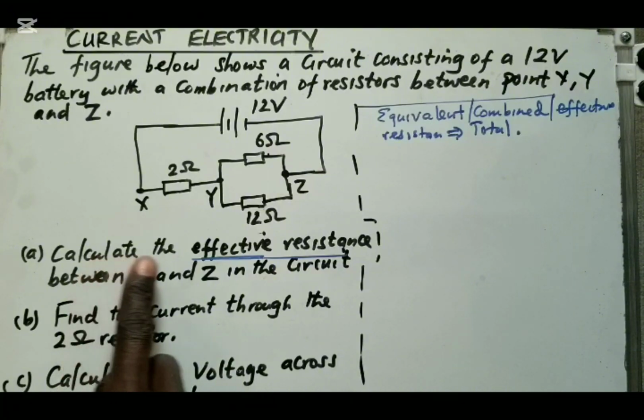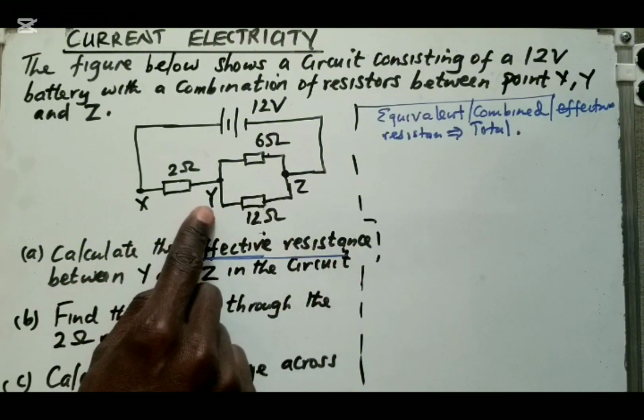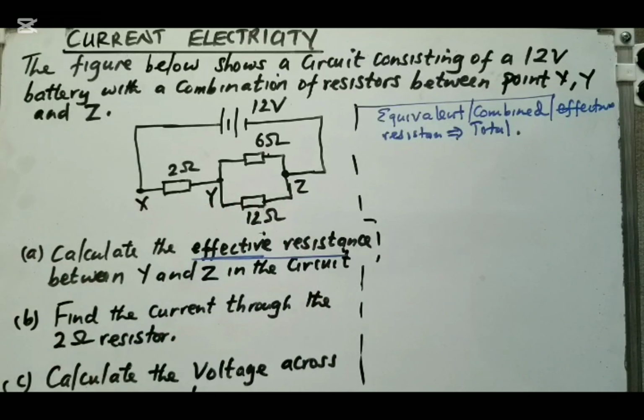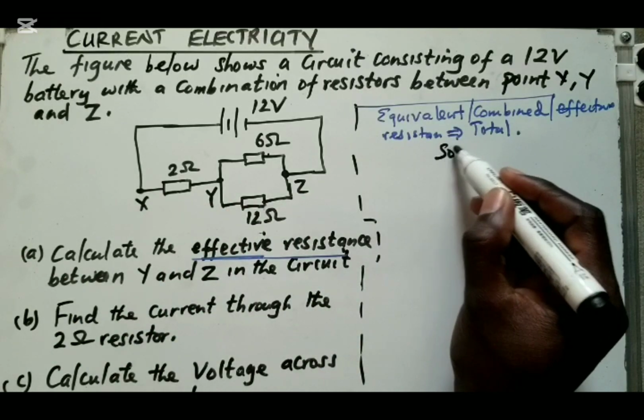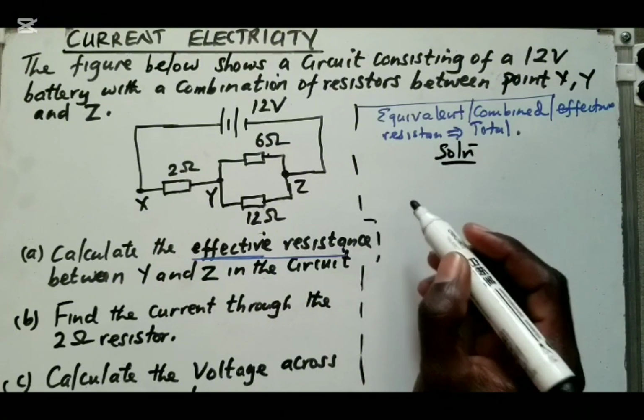So for example, it says calculate the effective resistance between Y and Z in the circuit. They just want between Y and Z in the circuit. That's all. So how do we get the effective resistance between Y and Z? Let me put up the solution in this direction.